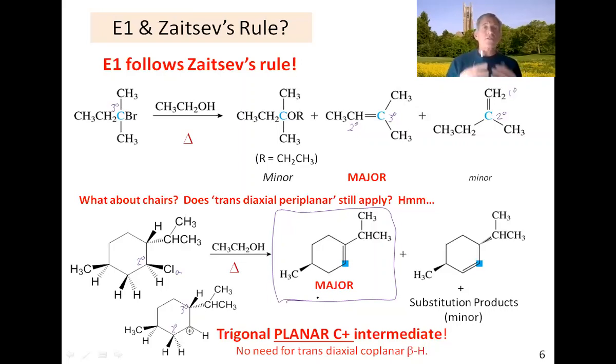But if I ask you to show me all the possible products, then yes, I have to show both these two elimination products and even the substitution products. And I say products plural because that's a chiral center that leaving group is attached to. So in SN1, remember the racemic mixture? Yep, products plural could be racemic. Okay, so you could draw lots of products if you had to.